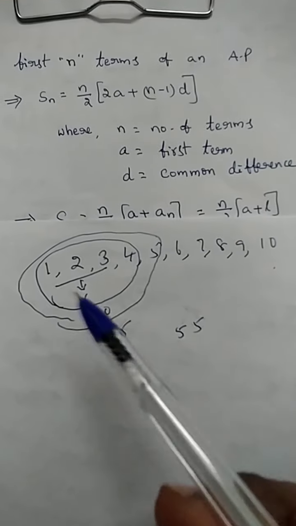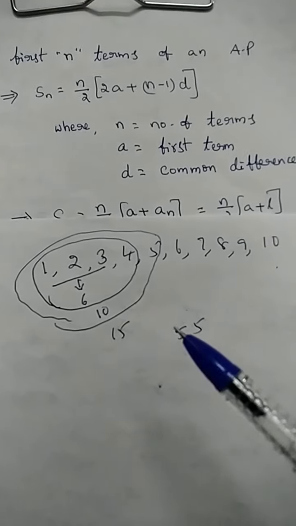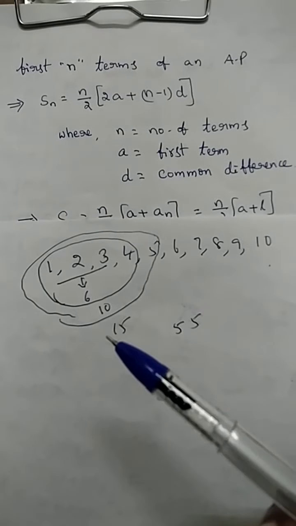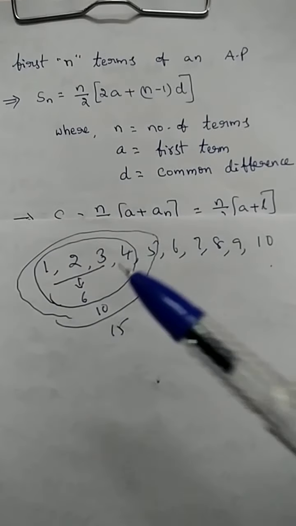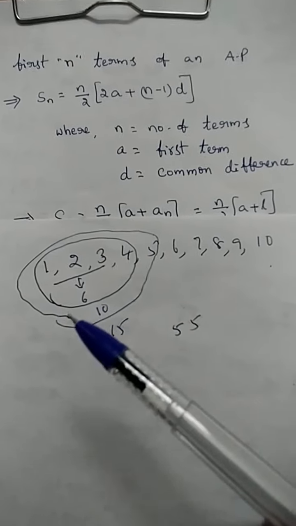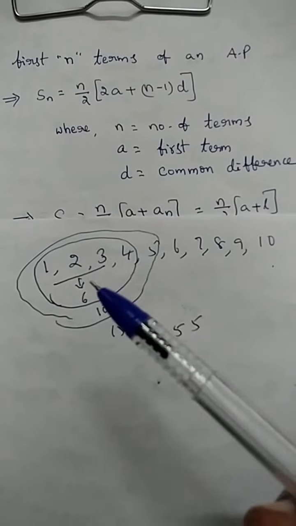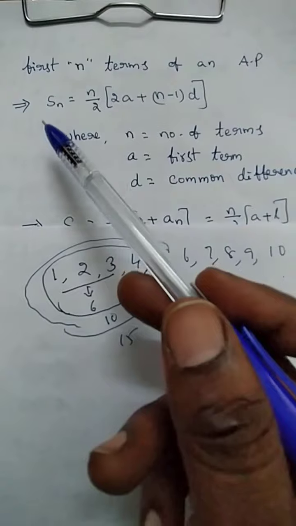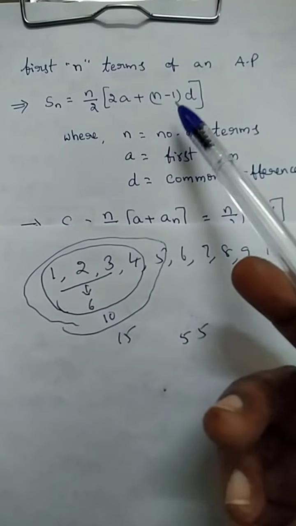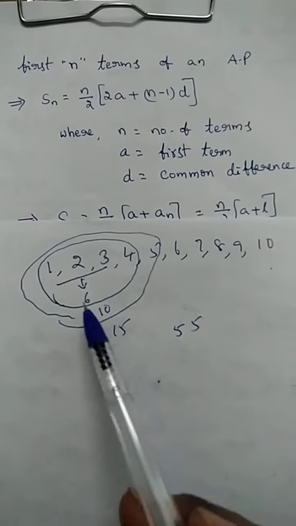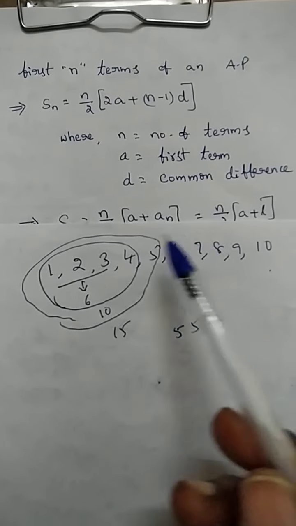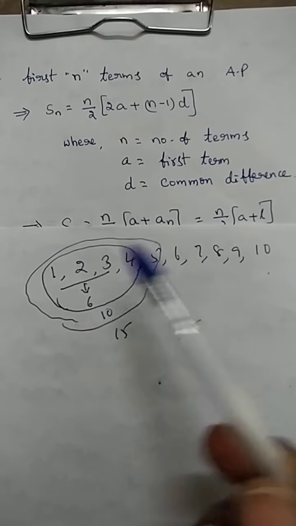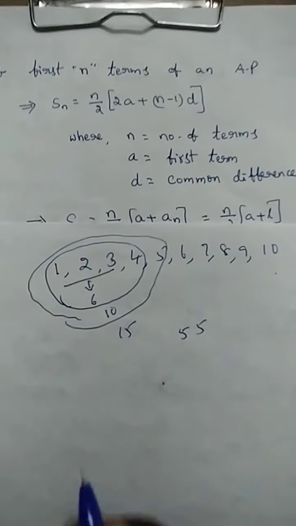Here the list of numbers is very small. Instead, if we have very large numbers, this is not a way to find the sum. So to do the process very fast and very accurately, we use this formula, Sn equals n by 2 into 2a plus n minus 1 into d. For example, these are 10 numbers in AP, and we can find their sum by applying this formula.